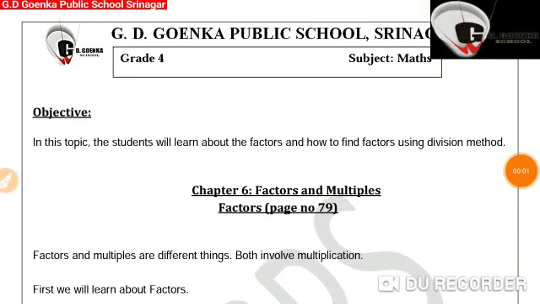Dear students, this is in reference to the sixth chapter, Factors and Multiples, given in your math book on page number 79. The objective of this topic is to make you learn about factors and how to find the factors using the division method.